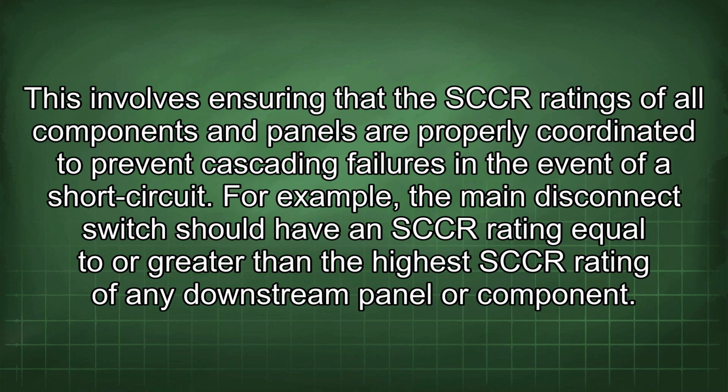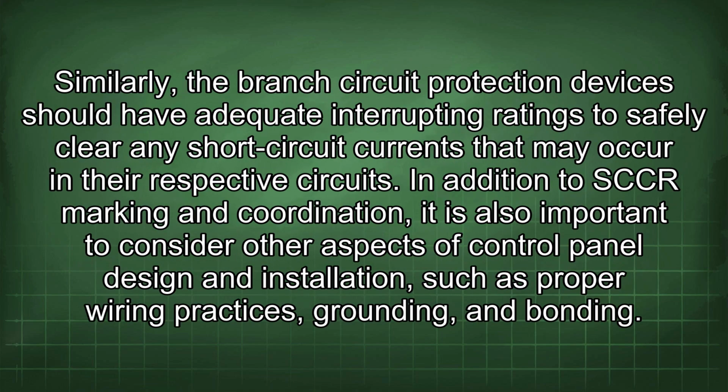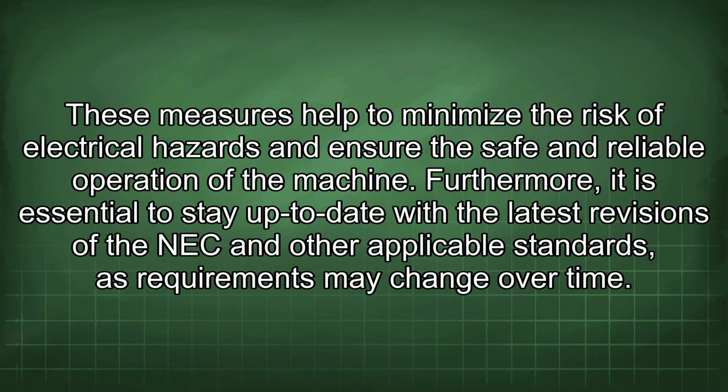For example, the main disconnect switch should have an SCCR rating equal to or greater than the highest SCCR rating of any downstream panel or component. Similarly, the branch circuit protection devices should have adequate interrupting ratings to safely clear any short circuit currents that may occur in their respective circuits. In addition to SCCR marking and coordination, it is also important to consider other aspects of control panel design and installation, such as proper wiring practices, grounding, and bonding. These measures help to minimize the risk of electrical hazards and ensure the safe and reliable operation of the machine.